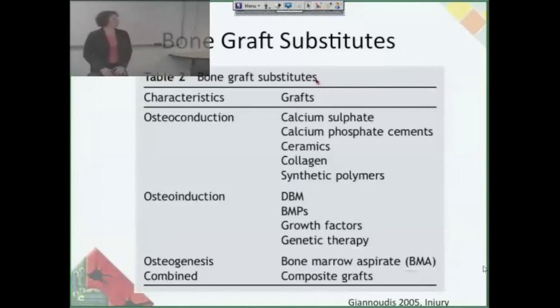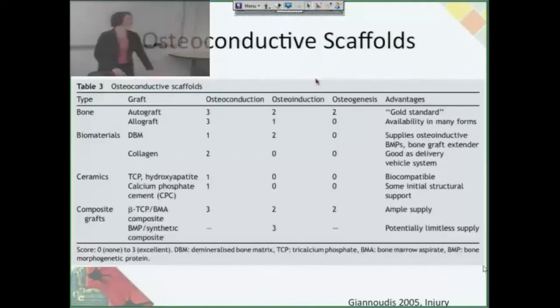Okay, so for bone graft substitutes that are scaffolds, this table lists some that are osteoconductive and inductive. For osteogenesis, you can see that they say you need to have a bone marrow aspirate or MSCs involved. So there's that. In terms of scaffolds, it's helpful to talk about what kind of scaffolds have the different properties.